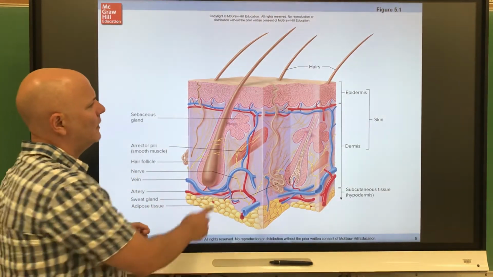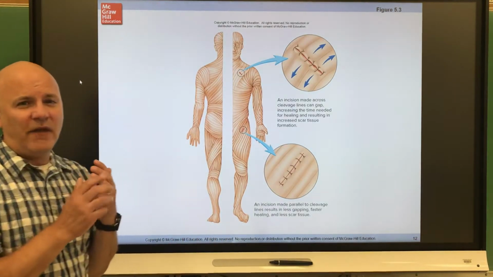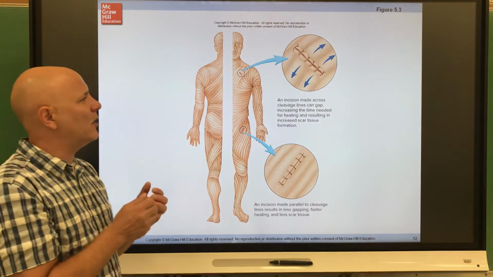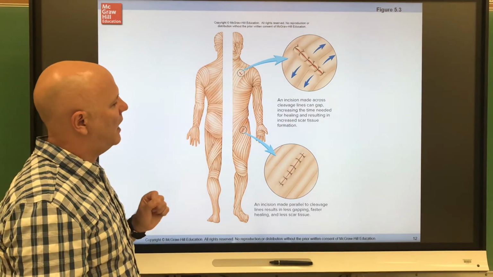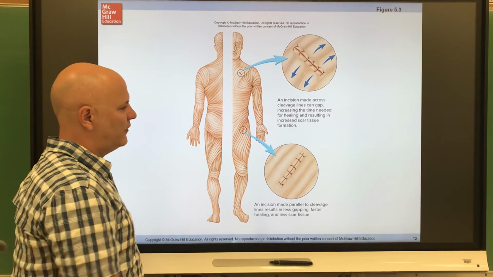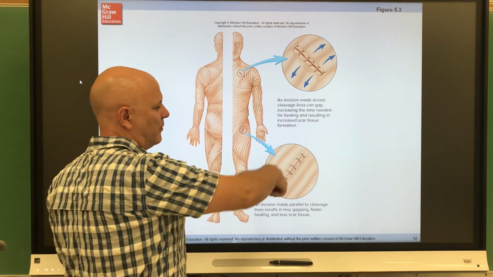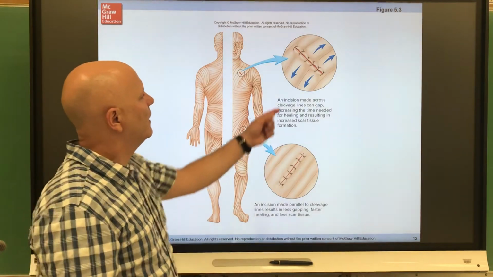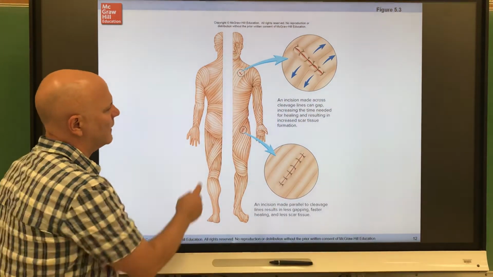All right, so just to let you know, our dermis has some areas that are thicker than others, and these thinner areas are called tension lines. This is just showing a picture of these tension lines. If you ever have a surgery, you want them to cut in the direction of those tension lines because you'll heal better there. Otherwise, you're going to pull against those stitches.